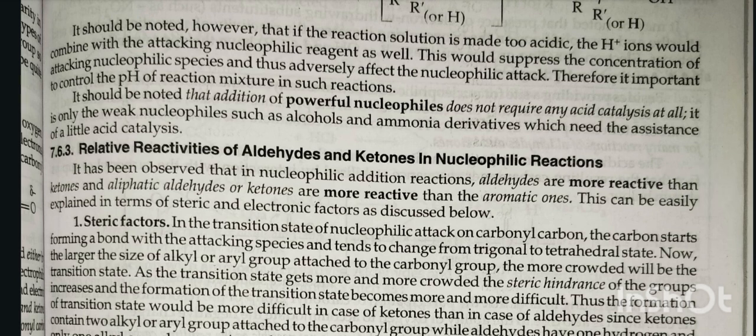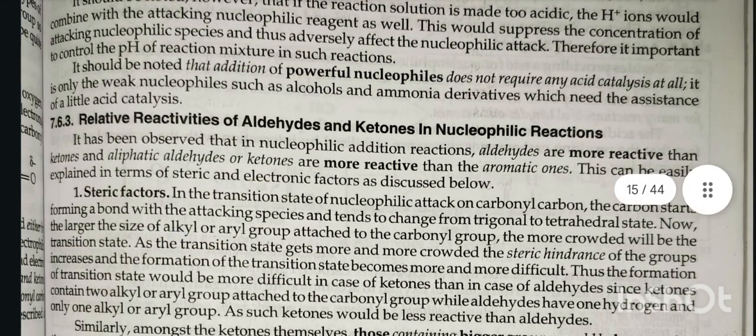It should be noted, however, that if the reaction solution is made too acidic, the H positive ion would combine with the attacking nucleophilic reagent as well. This would suppress the concentration of the attacking nucleophilic species and thus adversely affect the nucleophilic attack. Therefore, it is important to control the pH of the reaction mixture in such reactions. Addition of powerful nucleophiles does not require any acid catalyst at all. It is only the weak nucleophiles, such as alcohols and ammonia derivatives, which need the assistance of a little acid catalysis.